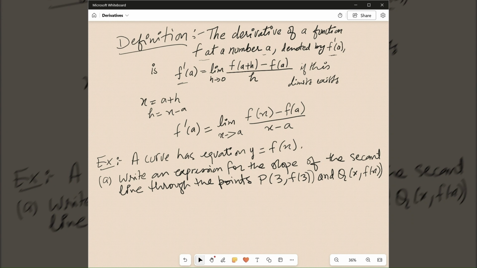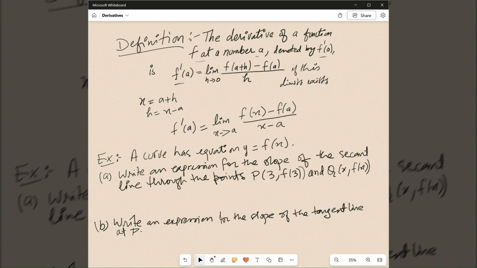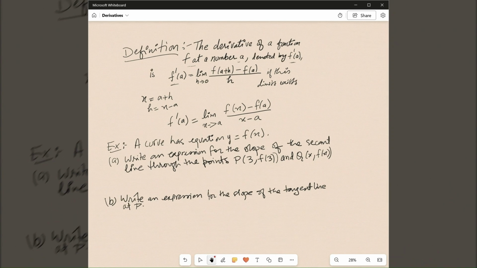And the next is to write an expression for the slope of the tangent line at P. Okay.